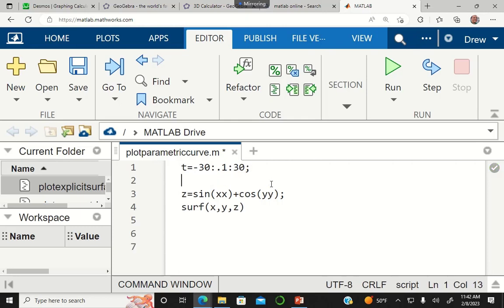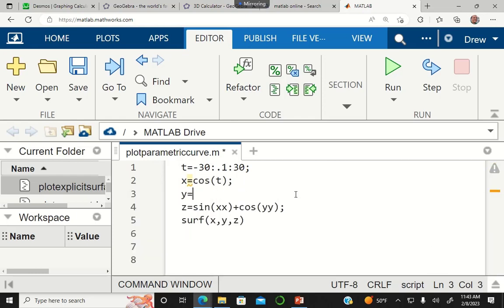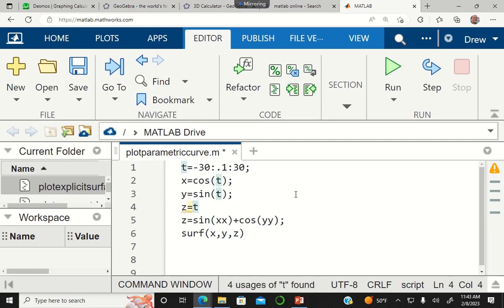And then now I have to come up with equations for x, y, and z that are functions of t. And so, like I said, let's just start off with the spiral first. So let's say x is cosine of t, y is sine of t, and then z is t.